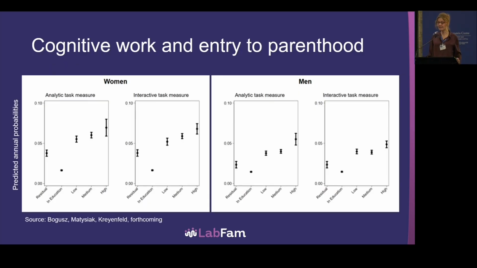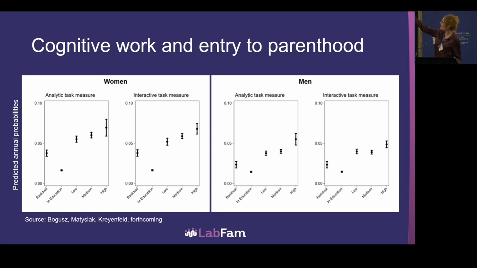And these are the findings. Here I show the predicted annual probabilities for women and men. We also divided this cognitive task intensity into two types: analytic and social cognitive task intensities, the way it is done in the literature. But basically, what you can see is that for both women and men in Germany, I was even astonished, I didn't expect it for Germany, we can see some positive association between the level of cognitive task intensity and entry to parenthood. So those who do more cognitive jobs are more likely to enter.